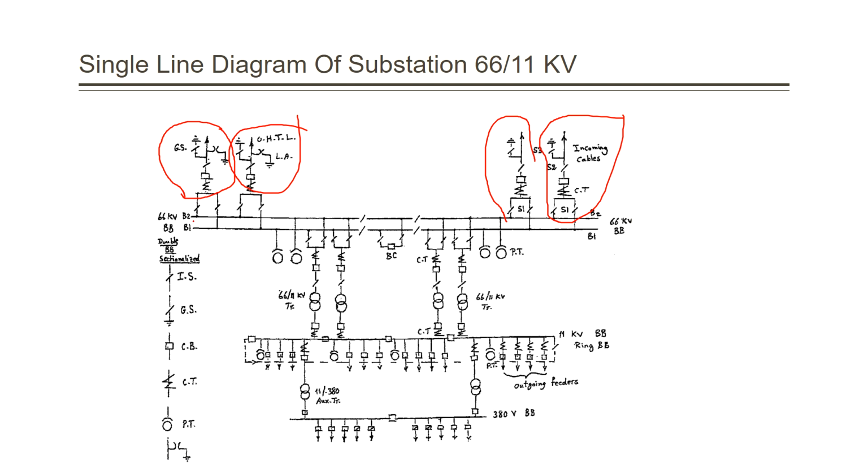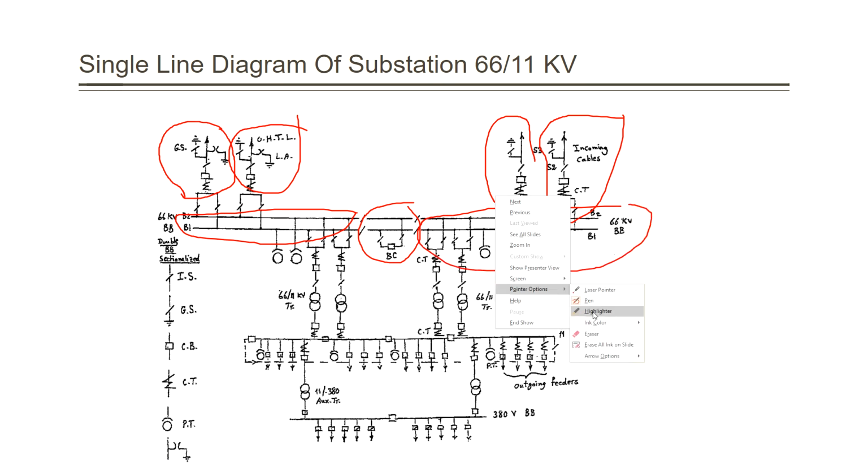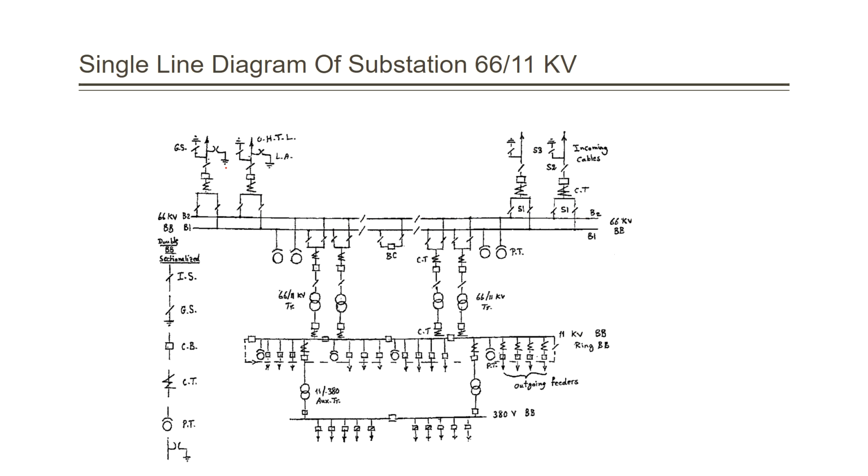Double bus bar here, B1 and B2. Since we have two bus bars, it is called a double bus bar. And it is sectionalized because you will find here that the bus bar is divided into different segments. You will find this part is alone, and this part is alone, and this part. So let's see the construction of each part, or the benefit of each part.